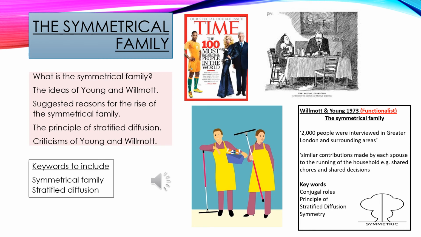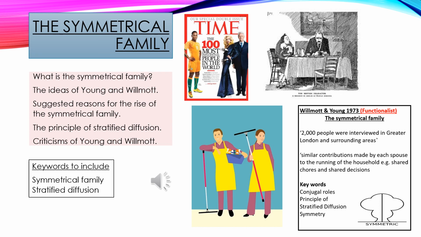You might want to think about the age of the families as well. Is it likely that a younger family are going to be more inclined to be symmetrical rather than an older, more traditional nuclear family with segregated roles? So Young and Wilmot, perhaps they were showing a change in society that was taking place then, but how effective has that change been? Is it still the case today that married couples are symmetrical, or even families where there's no marriage but they live together, cohabitation?